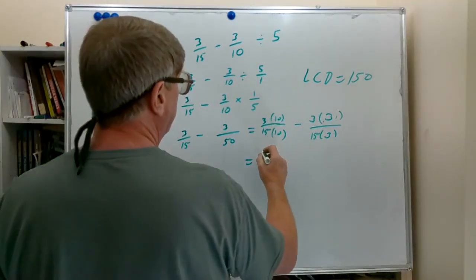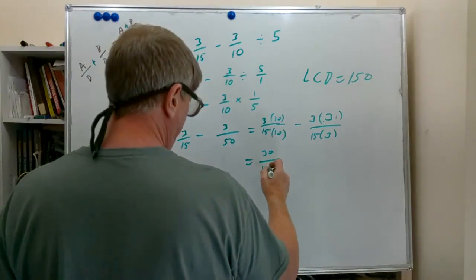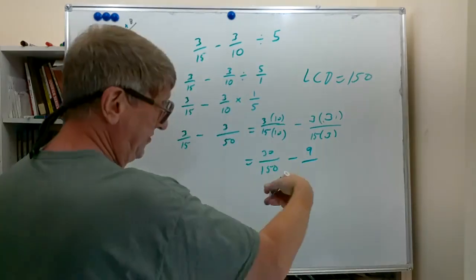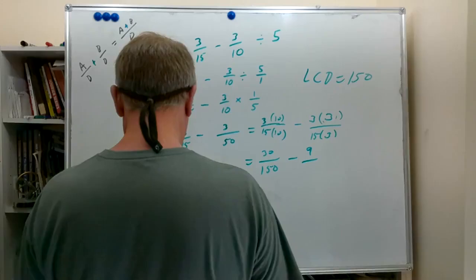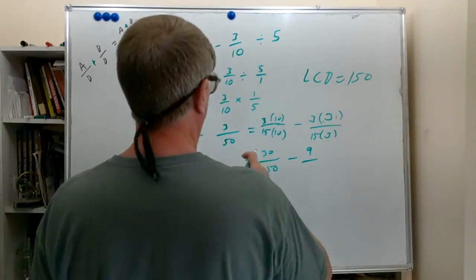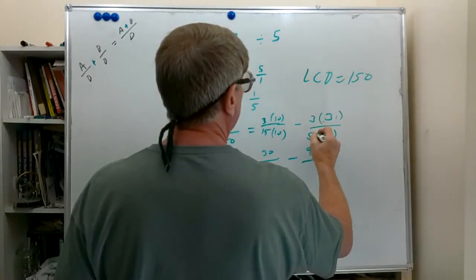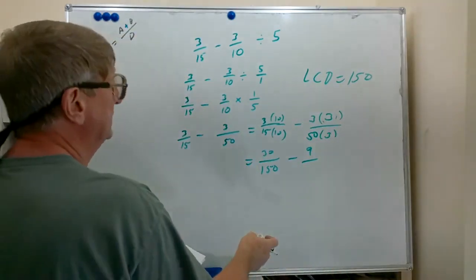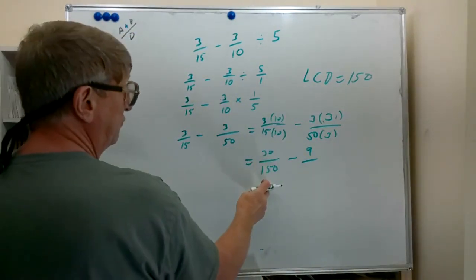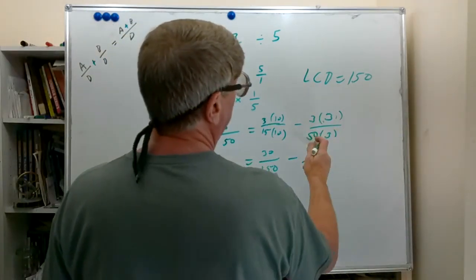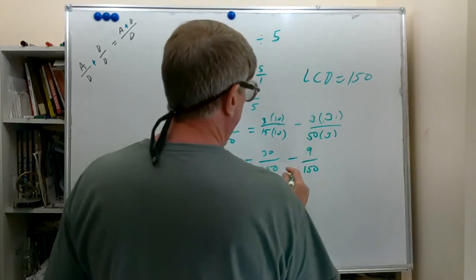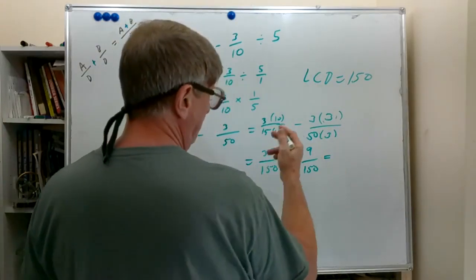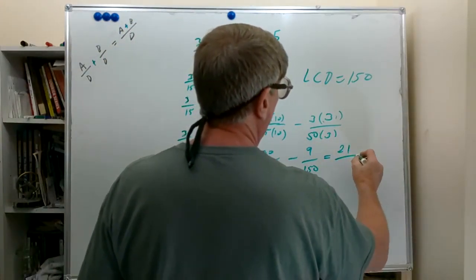We end up with 3 times 10 is 30 over 15 times 10, 150, minus 3 times 3 is 9 over 3 times 50. This was 50 here. Okay, this was 50. Yeah. 3/15 times 10 over 10. 3/50 times 3 over 3. 3 times 10 is 30. 15 times 10 is 150. 3 times 3 is 9. 50 times 3 is 150. Now we have a common denominator. We'll do the subtraction right across the top. Across the numerator, 30 minus 9 is 21 over 150.